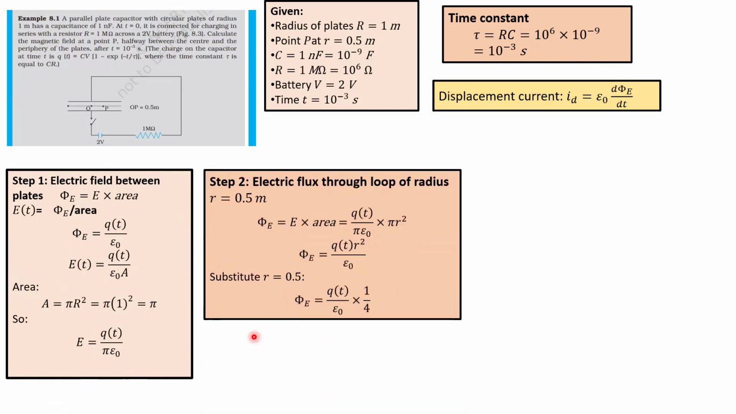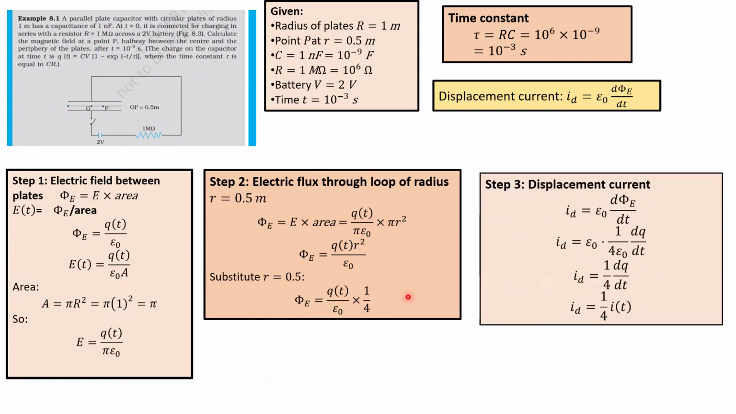Next, what is electric flux through the loop of radius 0.5? Point B is in between, at 0.5. What is the flux through only the radius 0.5? Flux equal to field into area. Field equal to Q by pi epsilon naught. Area is pi r square. If you substitute, pi gets cancelled. Q r square by epsilon naught. Radius is 0.5 meter, half squared is 1 by 4. So, we got the formula for flux: Q by epsilon naught into 1 by 4.